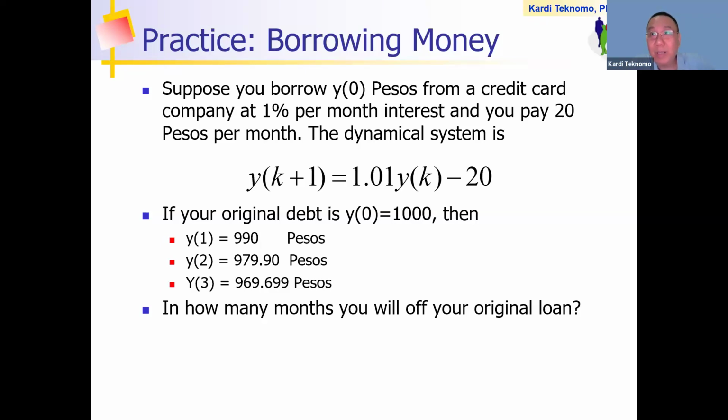Suppose you borrow Y0, say Y0 is 1,000, the original debt, 1,000 pesos from a credit card company. That credit card company is charging you 1% monthly interest. Look at this, a real credit card is not 1%, it is 3.5%. So this is a very gentle credit card company, only 1%. And you are paying 20 pesos per month. You only borrow 1,000, and you are paying 20 pesos per month.